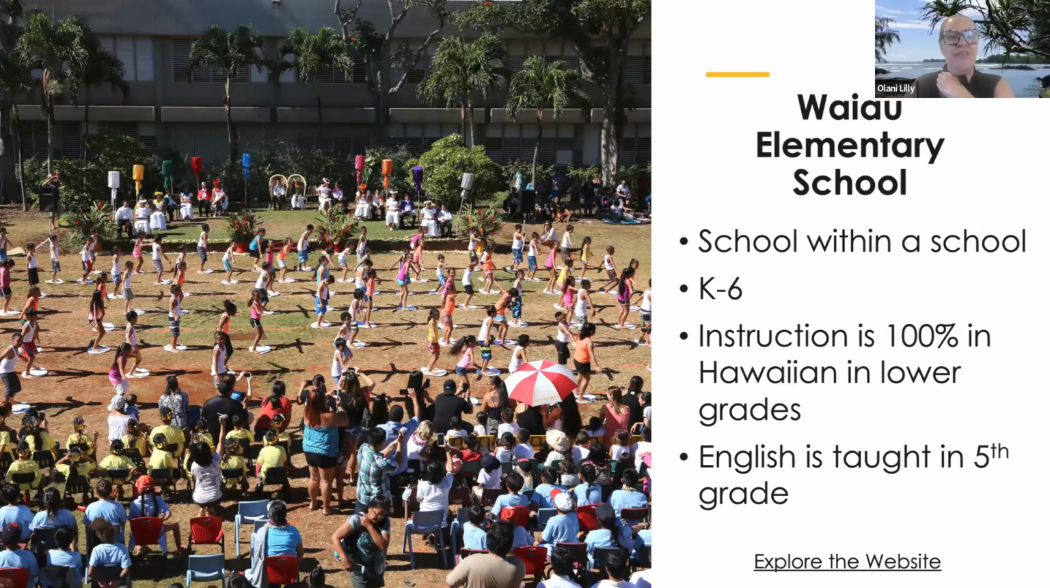Sure. If you were at the last live session, we had a leader from a parent group of Waiau Elementary School speaking. This is actually the school which our child had gone to. It is a school within a school, an immersion school located on an English-speaking language campus. It is a K-6 school. Instruction is 100% in Hawaiian in the lower levels. And then there's that model that Casey was talking about where English is introduced in the 5th grade.